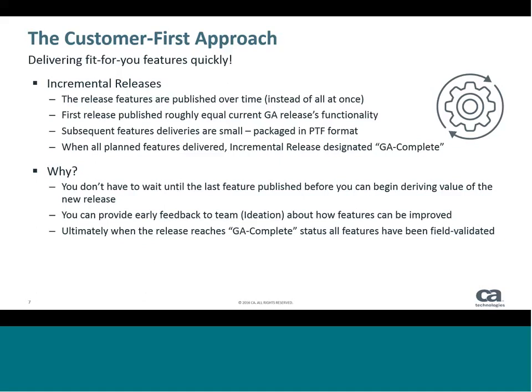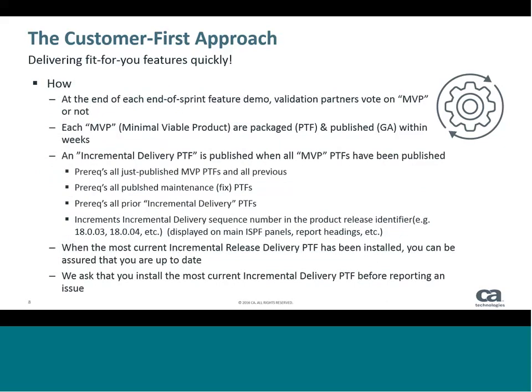So why do we do the incremental releases? It's so that you don't have to wait until the last feature is published before you can begin getting value from features in the new release. It also gives you a capability to give us early feedback on how those features are working for you and how they could be improved through tweaks, and that's going through the ideation process that Rose referred to. Ultimately, when the release reaches the GA complete status, all features have been field validated and we're ready to move on to the next incremental release.